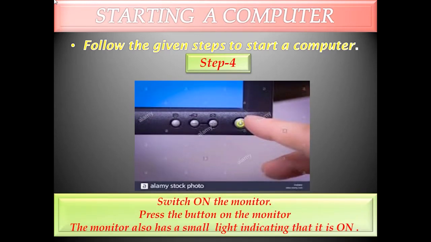Step 4. This is the picture of monitor. Switch on the monitor. Press the button on the monitor. The monitor also has a small light indicating that it is on. As shown in the picture, you have to press the button which is on the monitor. When you switch on the button, there is a small light indicating that it is on.